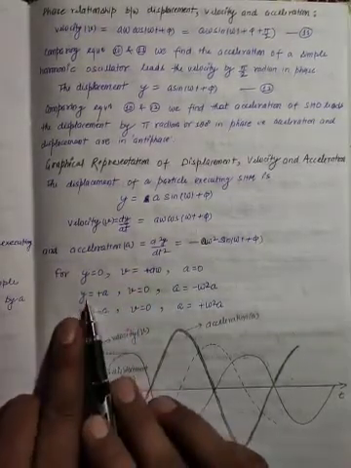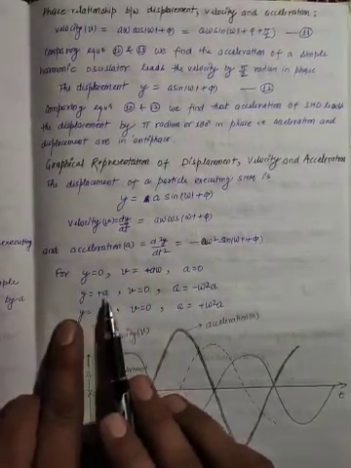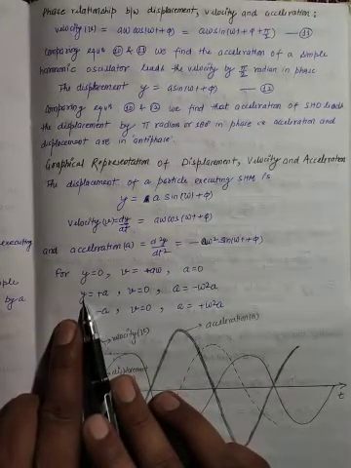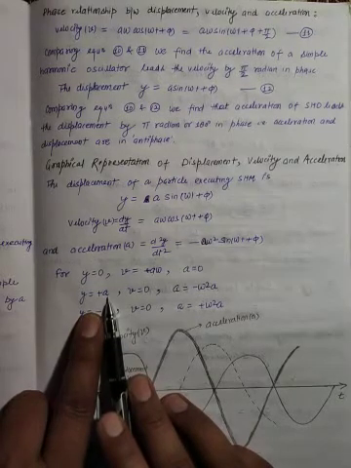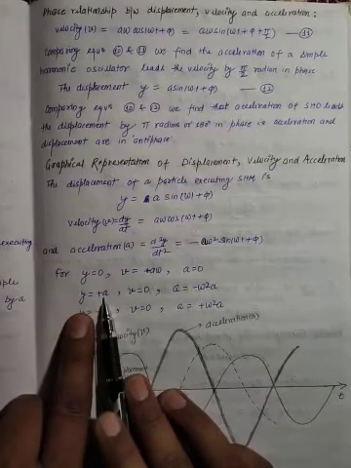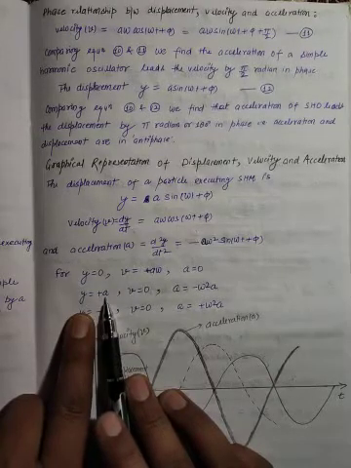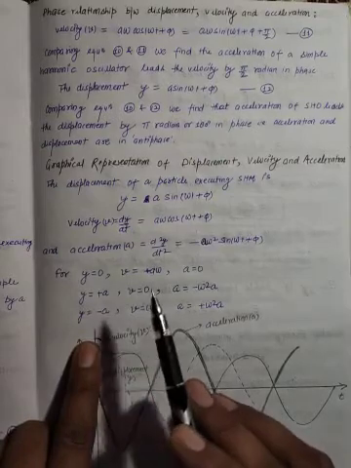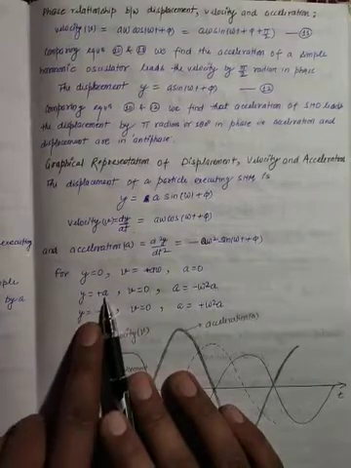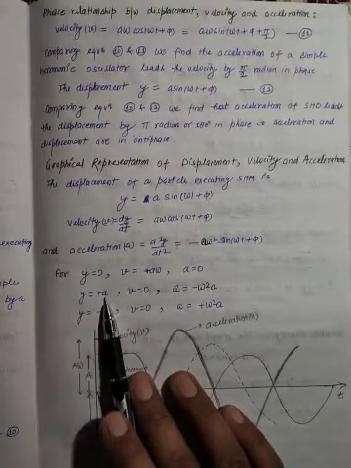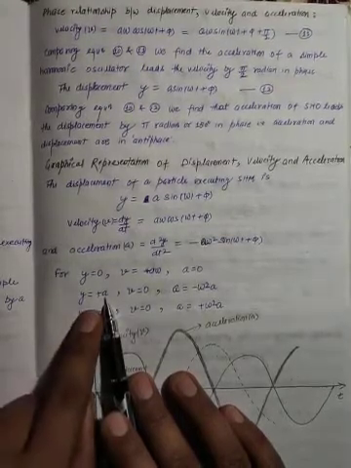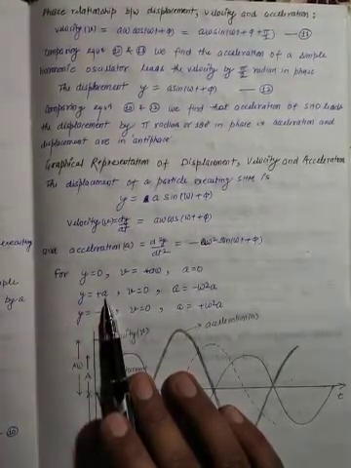So the second case, the second situation, when y is equal to plus a, that means the displacement of the particle is equal to the peak amplitude of the particle. You can say that the displacement of the particle is maximum, because the maximum displacement is equal to the amplitude of that particle performing SHM.